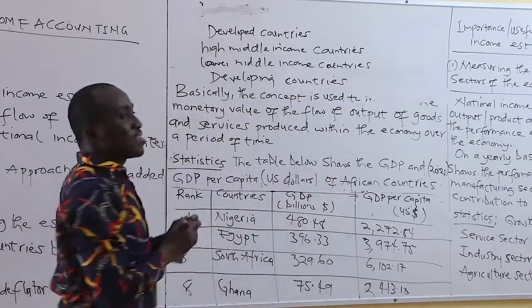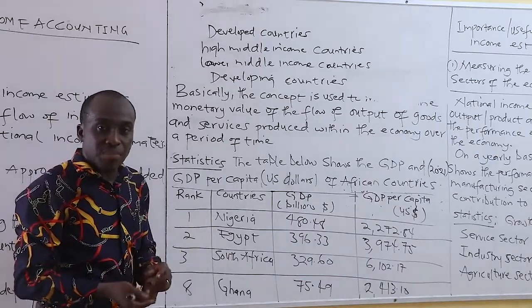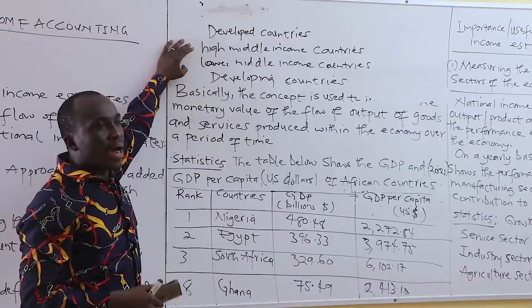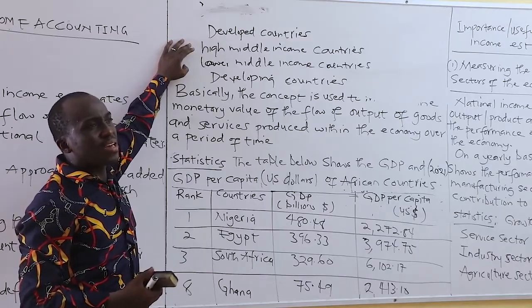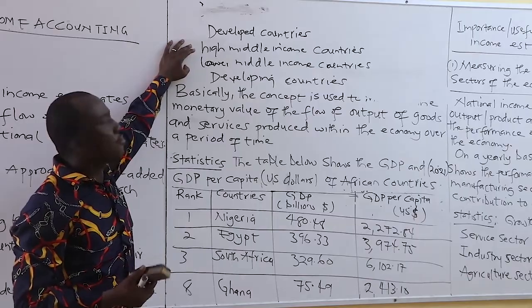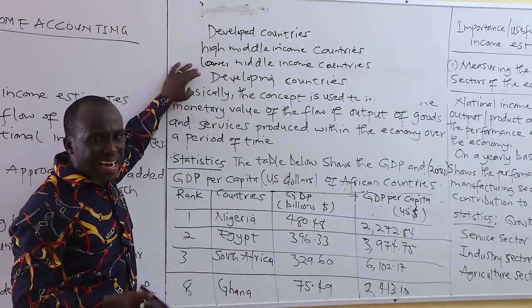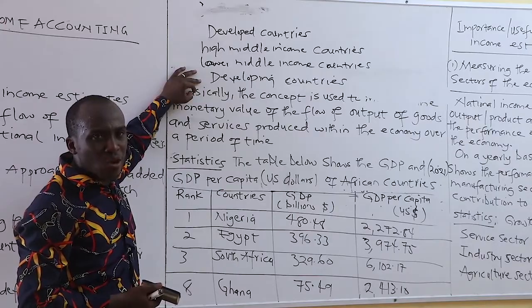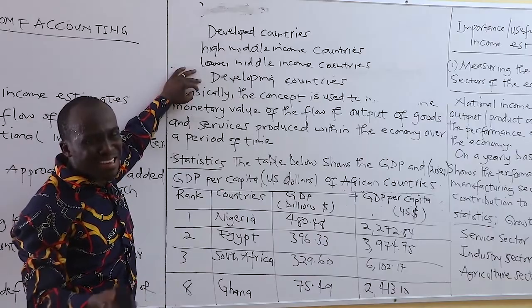We have developed countries like the Americans, with a per capita income of 60,000. We have upper middle income countries like, you can take countries in Eastern Europe, Croatia, and those types of countries. We have lower middle income countries like Ghana, Nigeria. We have developing countries like Somalia, Lesotho, and those types. Their per capita income is less than 1,000.